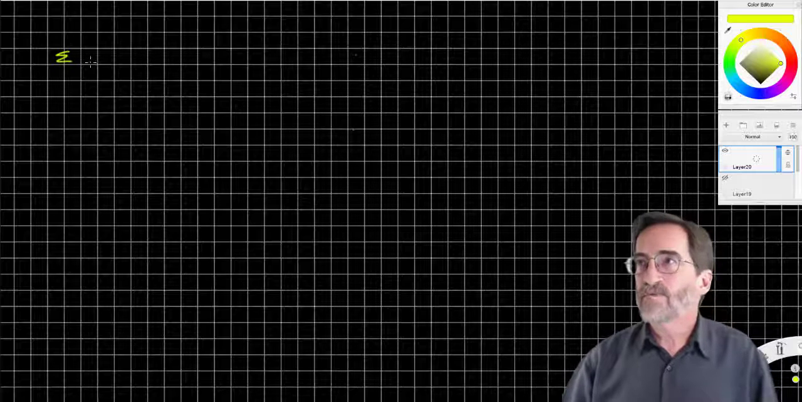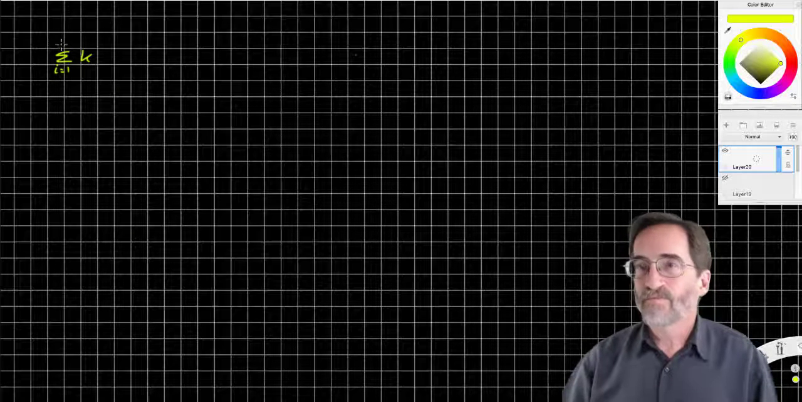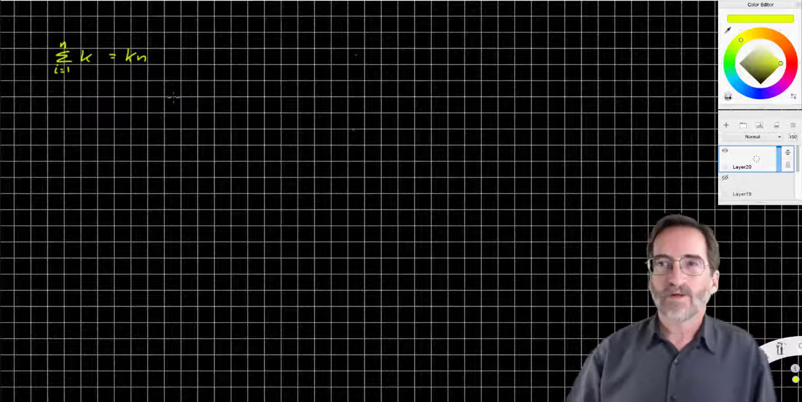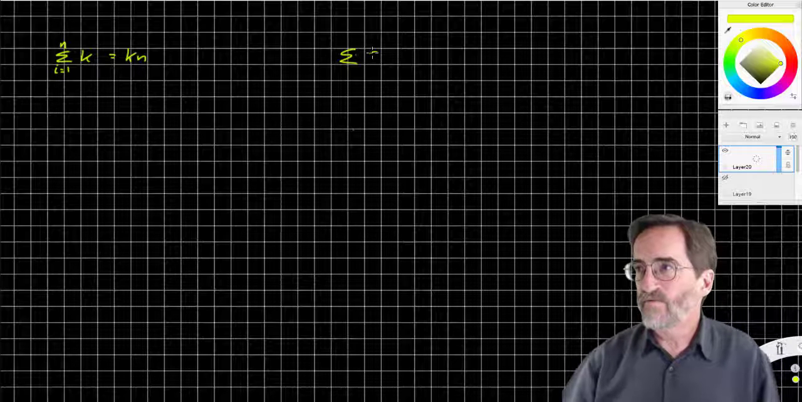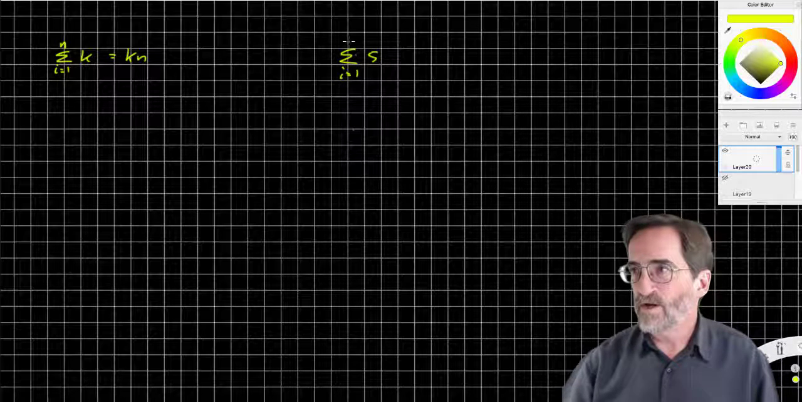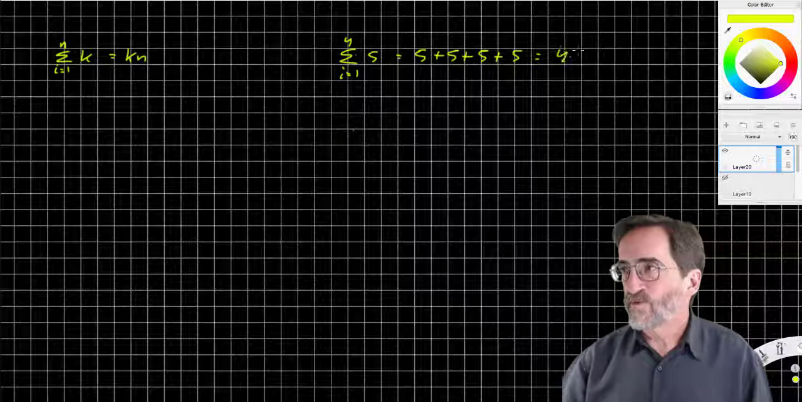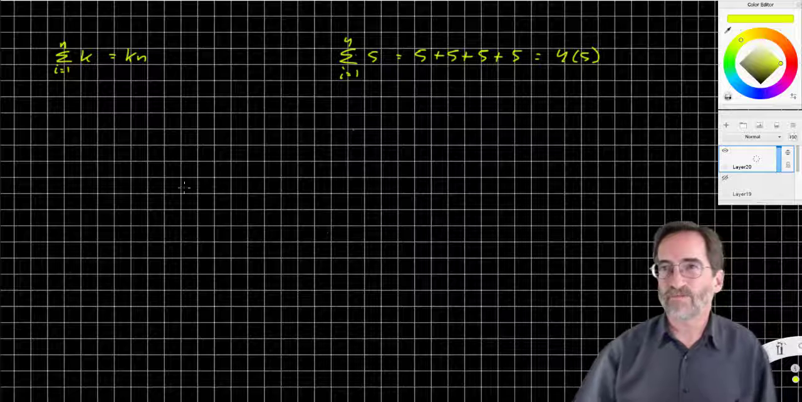The sum of k from i equals 1 to n is kn, right? So in other words, if I had the sum of 5 from i equals 1 to 4, that would be 5 plus 5 plus 5 plus 5, which is 4 times 5, right? It's kind of logical when you think about it.